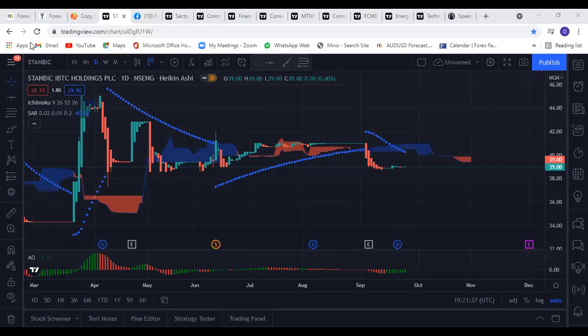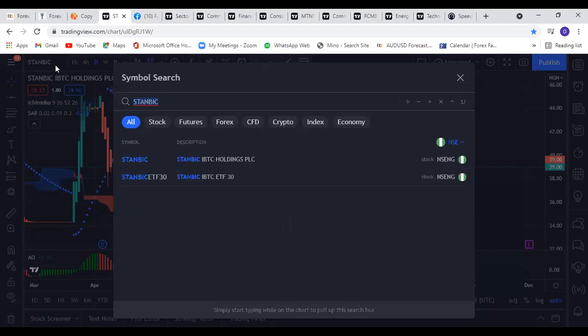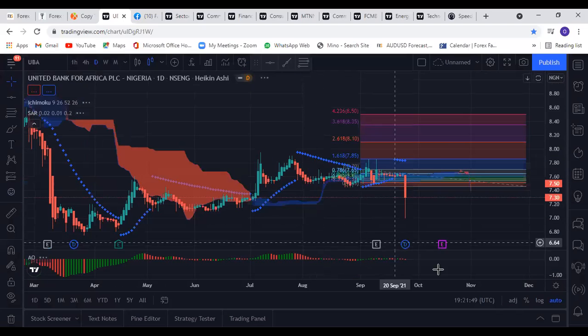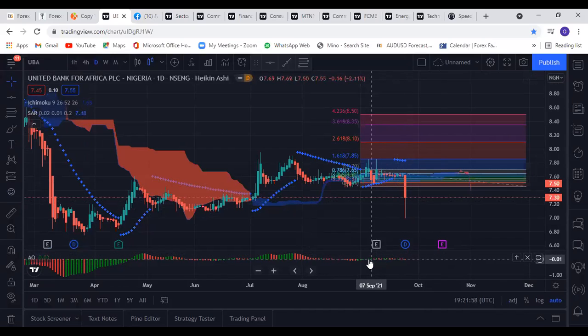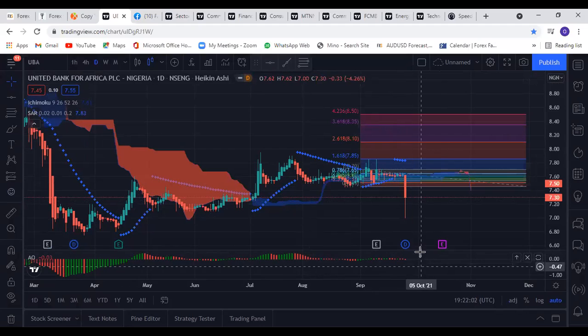Have you checked UBA? Let me check them. Let's check UBA. Wow, look at something. Look at this spike. See what I used to say. When this thing starts printing red, green is weak.